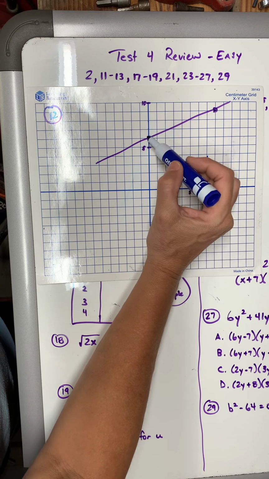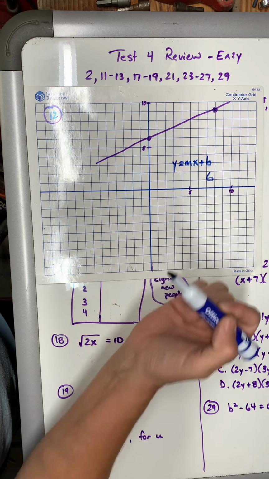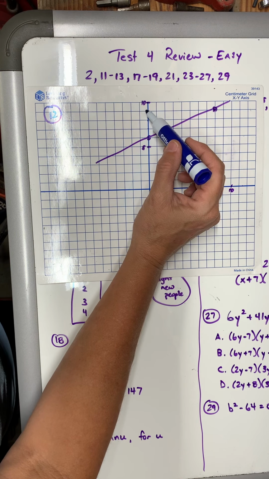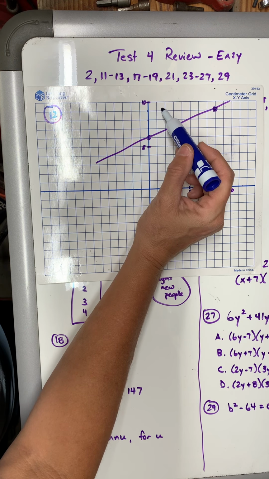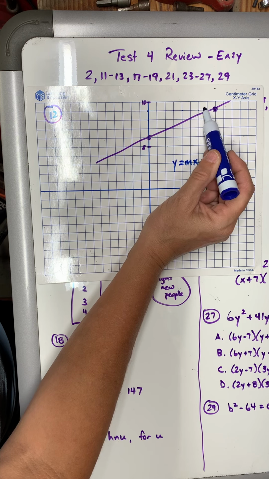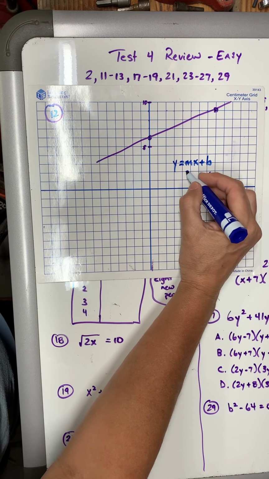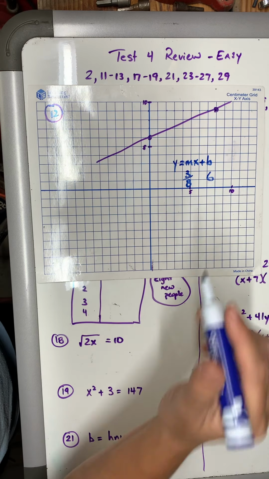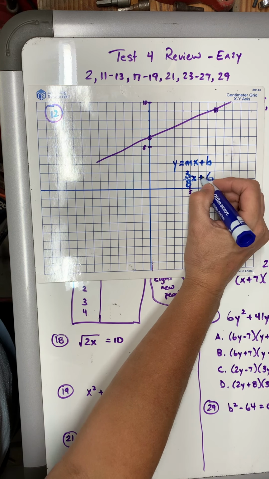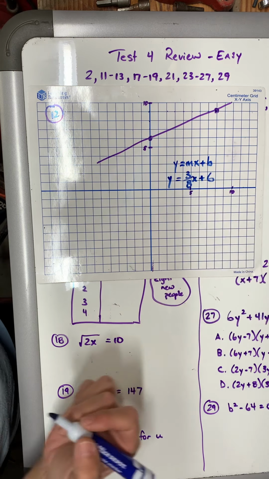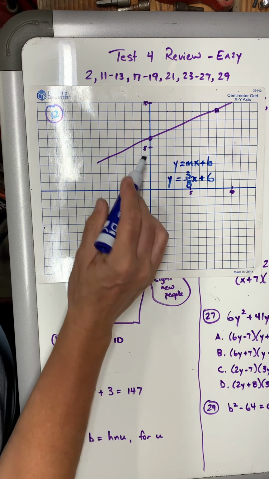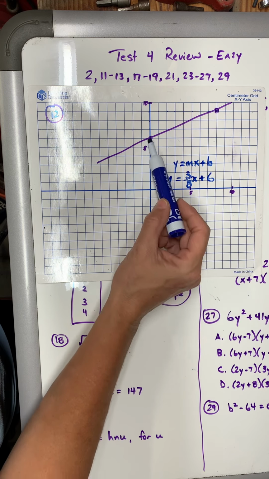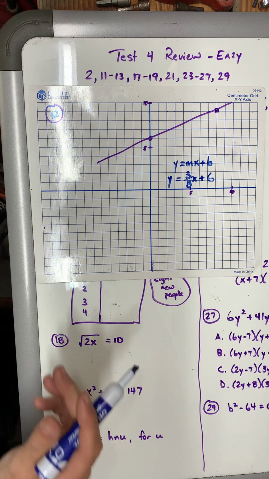My slope is going to be my rise and my run from one point to the next. So if I start here and count up, 1, 2, 3, that's my rise. 1, 2, 3, 4, 5, 6, 7, 8 is my run. So my slope is 3 over 8. My rise, which is 3, over my run, which is 8. I throw my x in next to the slope, and my answer is y equals 3/8, because that's my rise 3, my run 8, x plus 6, because my y-intercept is 6.